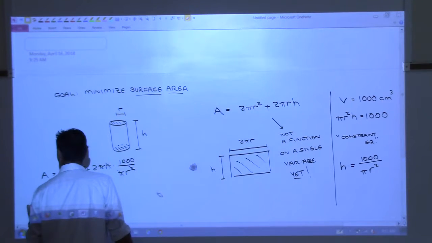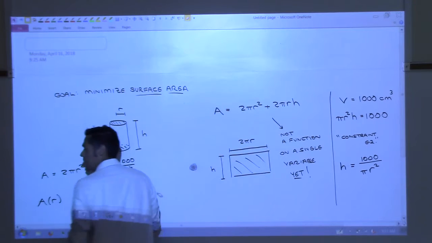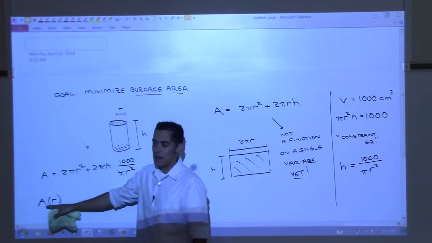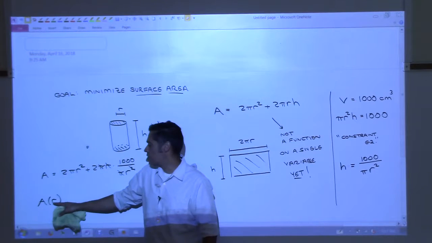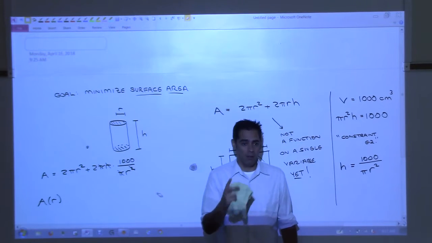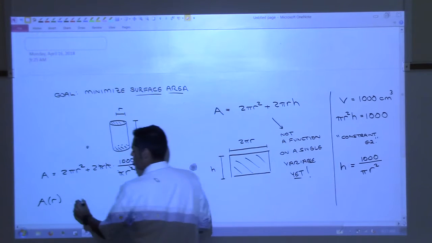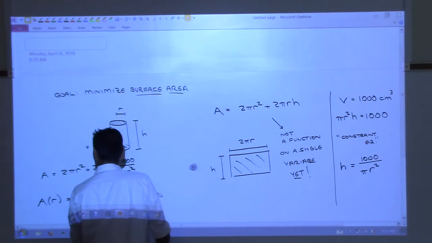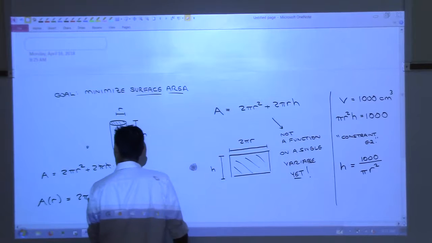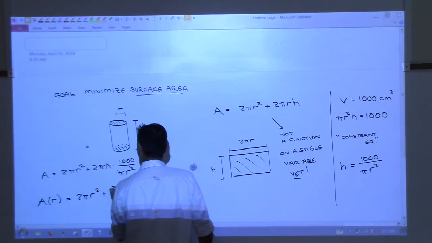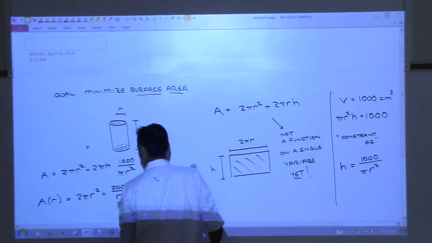A, but watch how I do this. I'm going to do A of r. That's kind of like me writing f of x. I'm stressing the fact that A is now dependent on one thing only. You give me the radius, I give you everything else. I give you the area: 2 pi r squared plus 2,000 over r.